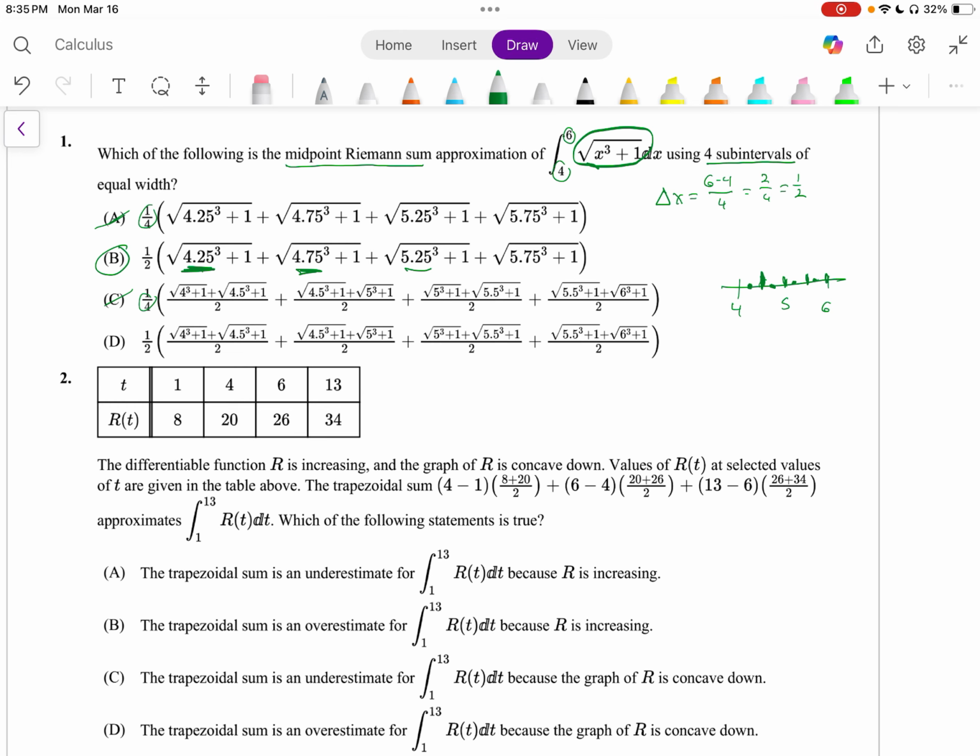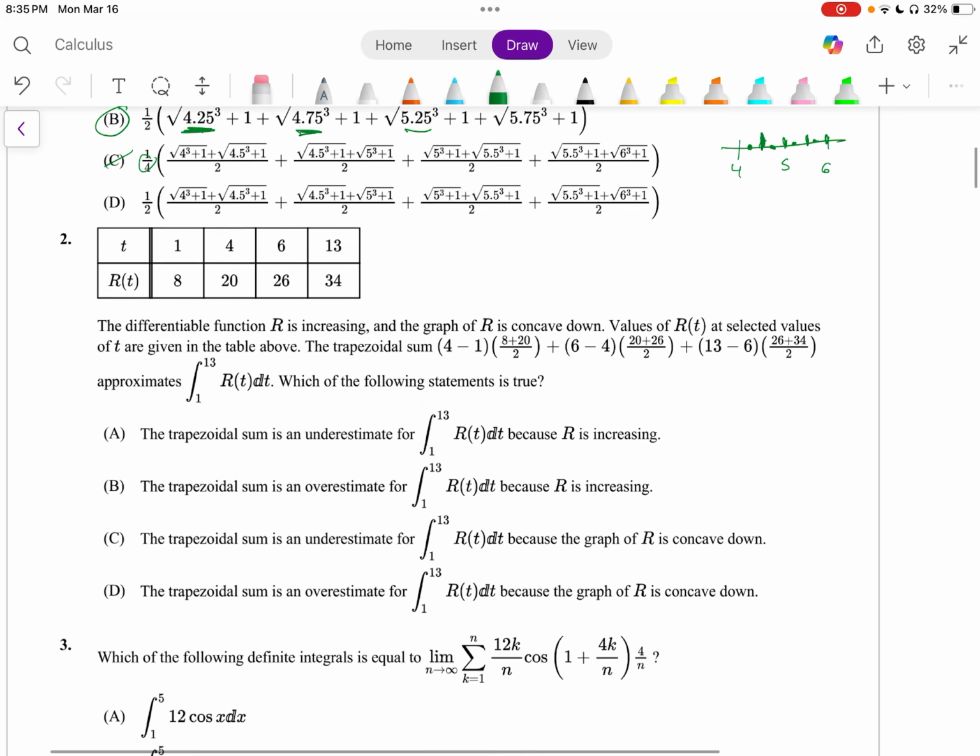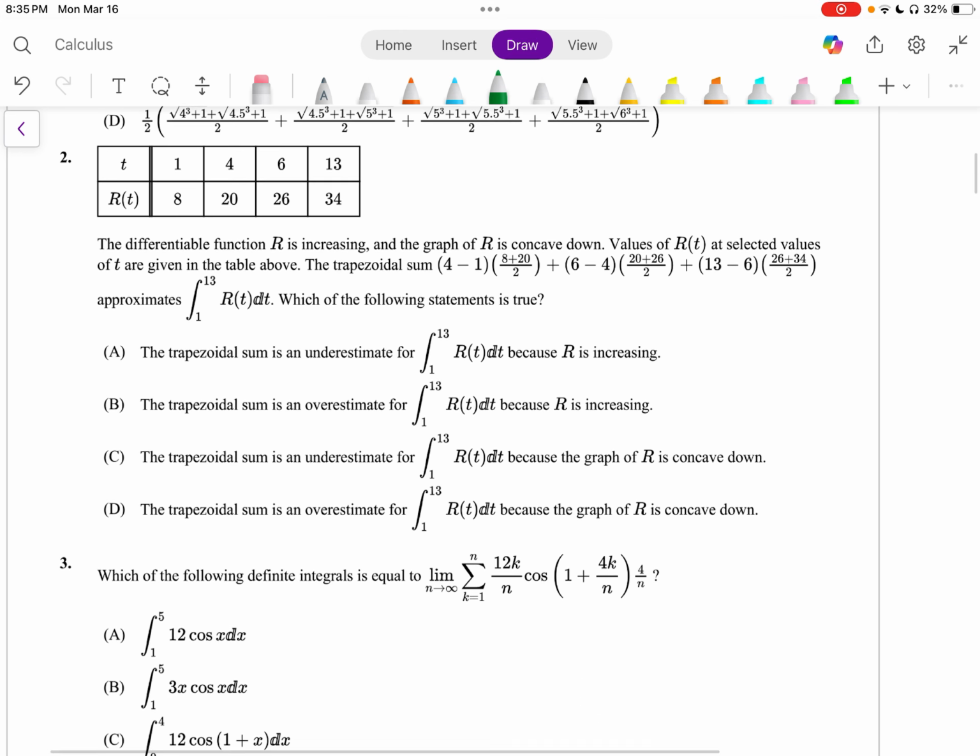All right. Number 2, the differentiable function r is increasing and the graph is concave down. All right, so we have values here. It's increasing and concave down. So from 8 to 13, it's increasing and concave down. Values of r of t at selected values of t are given in the table above.